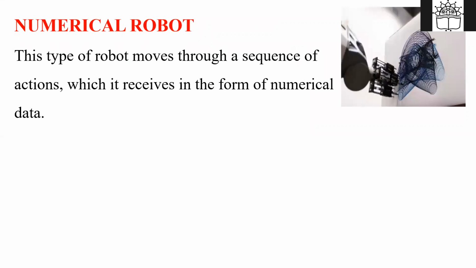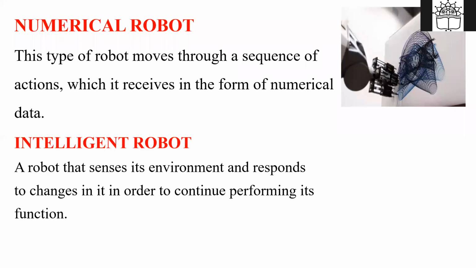This type of robot follows a sequence of actions which it receives in the form of numerical data. Let's say a robot has to follow a path which is governed by a numerical equation. It may be anything. Let's say x cube plus x tan of phi is equal to 0. This is the equation. That is the path it has to trace, right? So in that case, for this specific task, we will use a numerical robot.